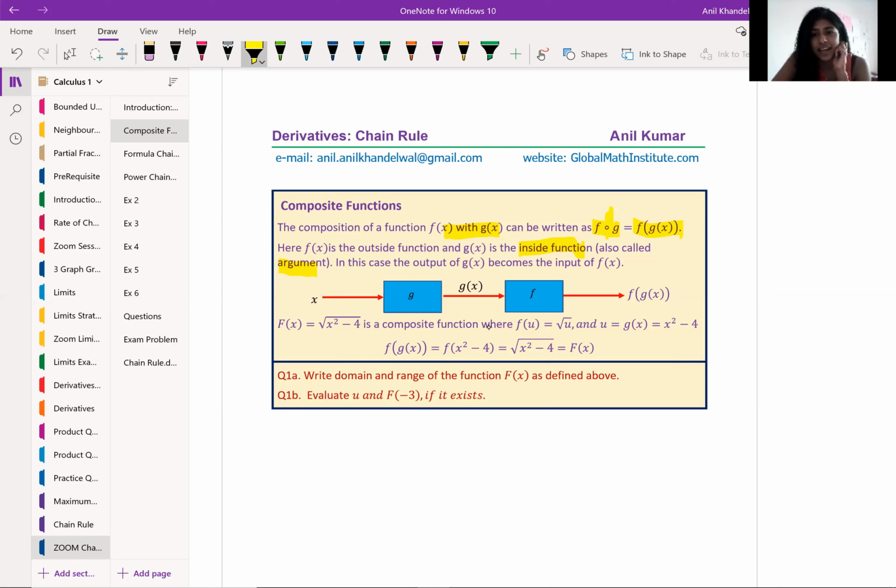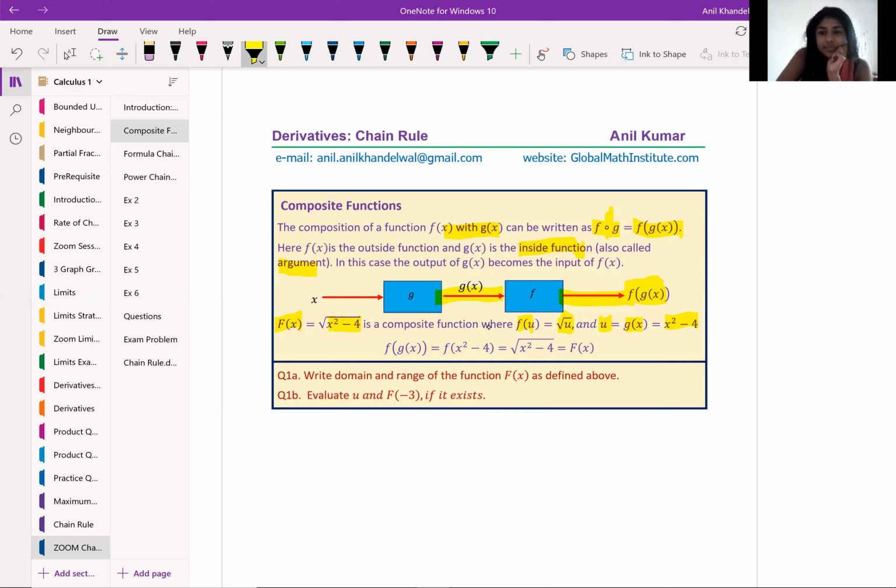In this case, the output of g of x becomes the input of f of x. And that is your composite function, which is the net output. Now here is an example for you. We are writing capital F for the composite function, and this capital F of x is composed of two functions. The inside function is x squared minus 4, which we write as u equals g of x. The outside function is square root, so we write f of u, which is square root of u.